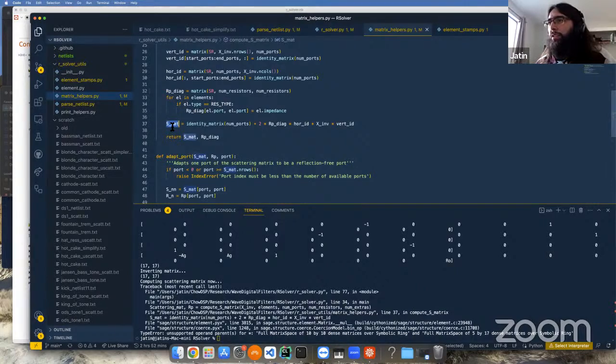Yeah, I always forget how the order of operations works for this kind of thing. I think it's left to right. So we should be doing this first, and then that times x inverse, and then that times vert ID, and then all that times 2, because 2 is a scalar, so you can put it on whichever side you want. Interesting.